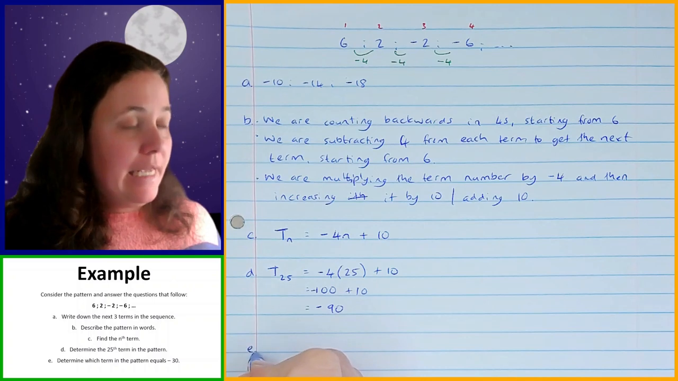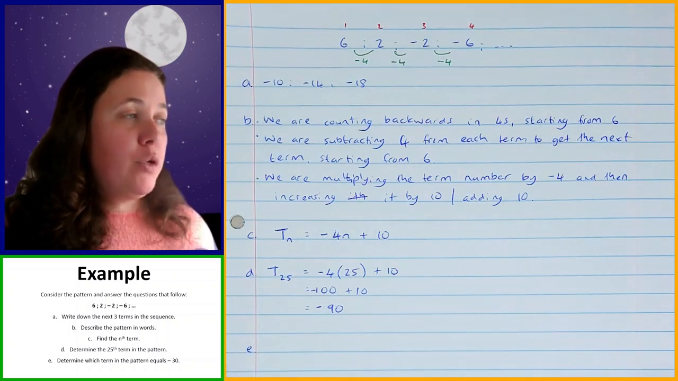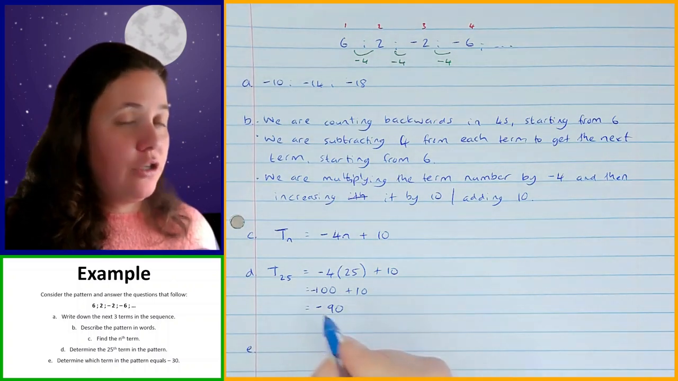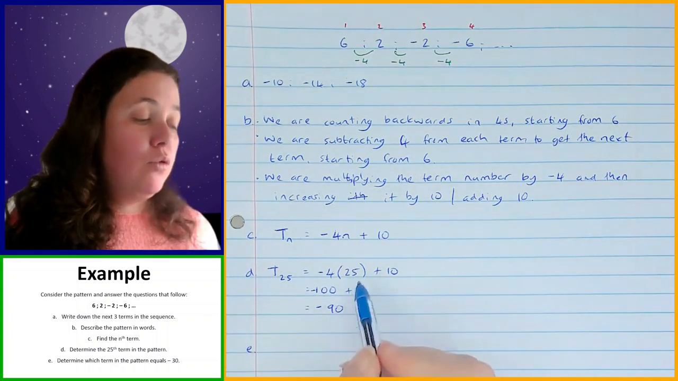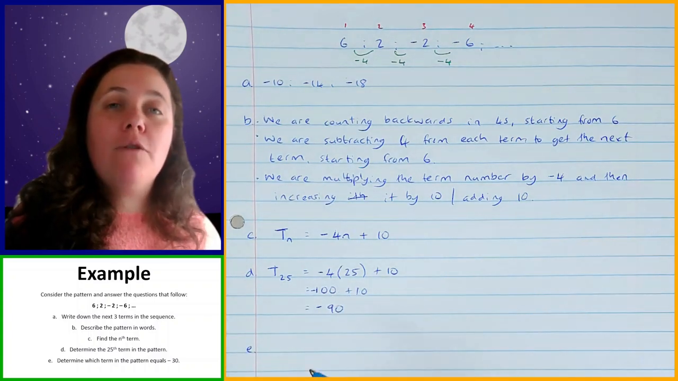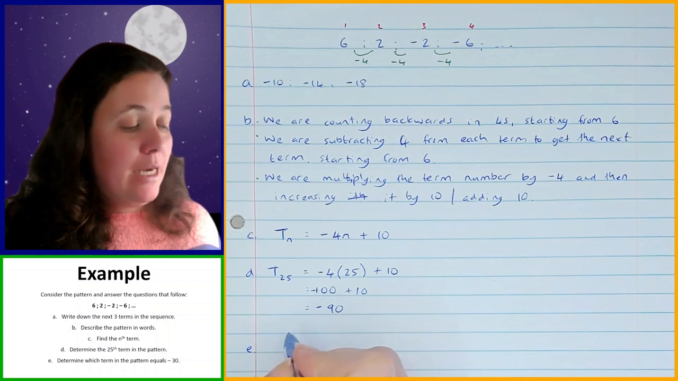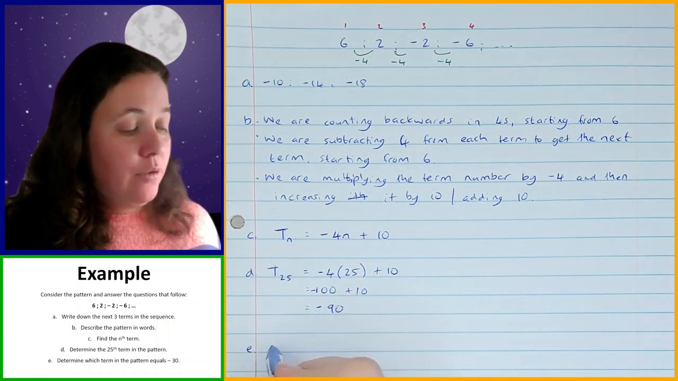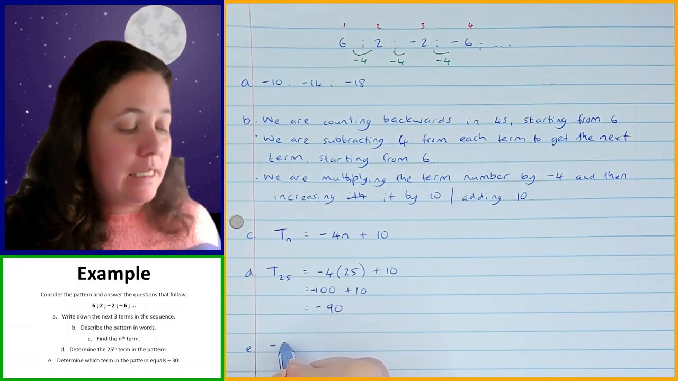And then question E, we have to determine which term in the pattern equals negative 30. So now I'm going to be using my rule again, but now I know what the value of the term is. I know the Tn value is negative 30, but I don't know what n is yet.